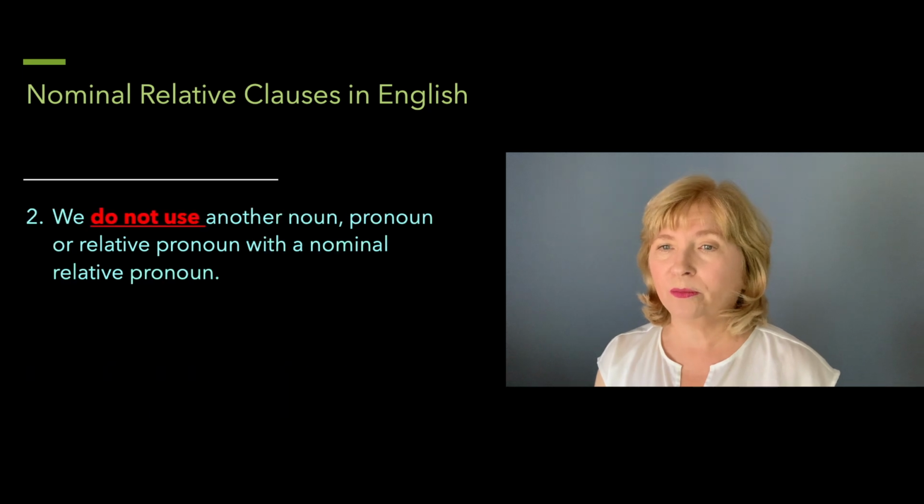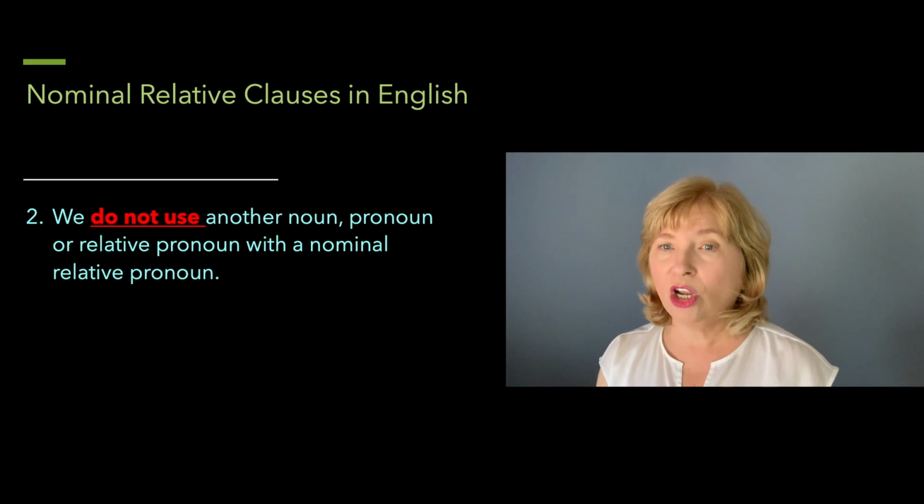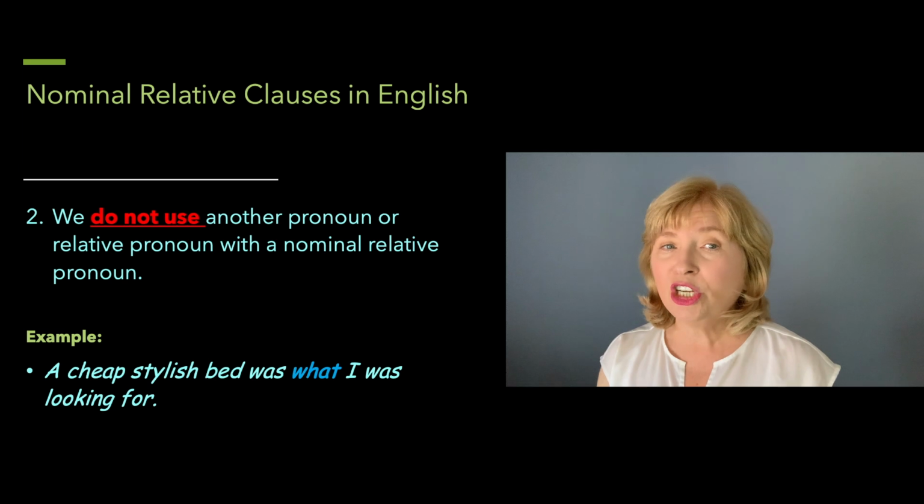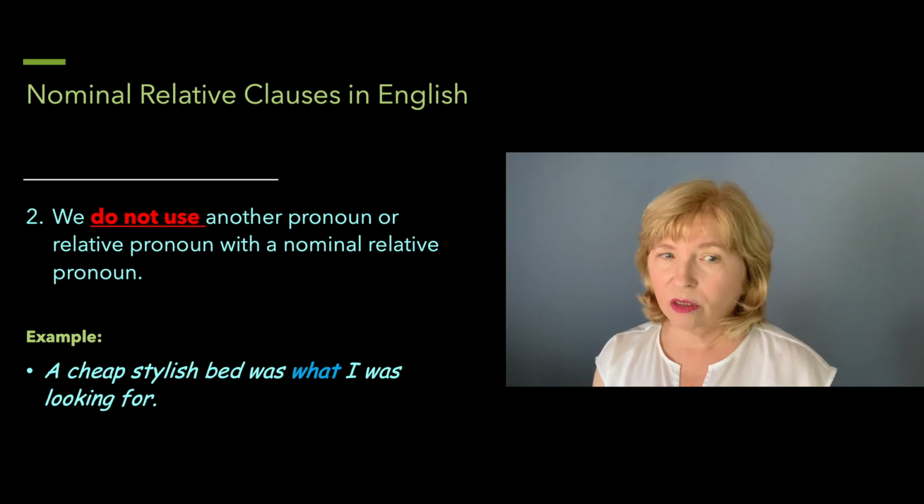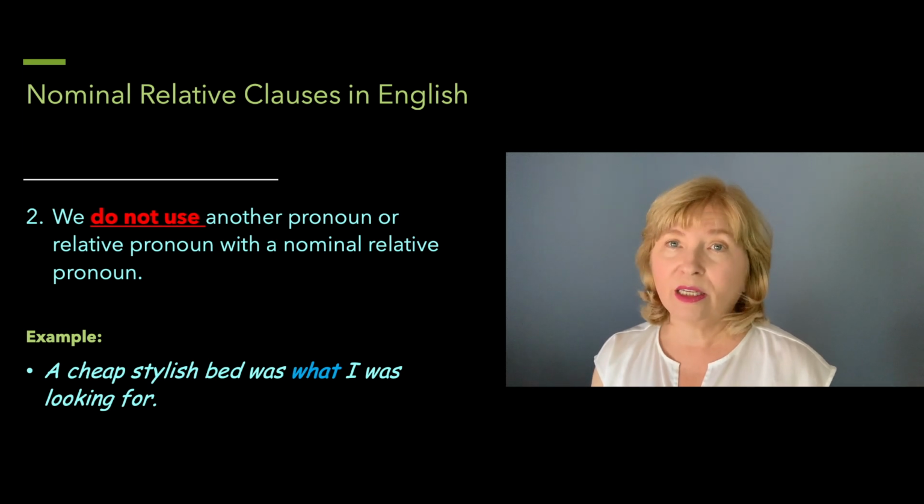Here, the clause is what I was looking for, which means the exact bed that I was looking for. Rule number 2, we do not use another noun, pronoun, or relative pronoun with a nominal relative pronoun. For example, a cheap, stylish bed was what I was looking for. We don't use something like the thing what I was looking for. Just stick with the one relative pronoun, and that's all.